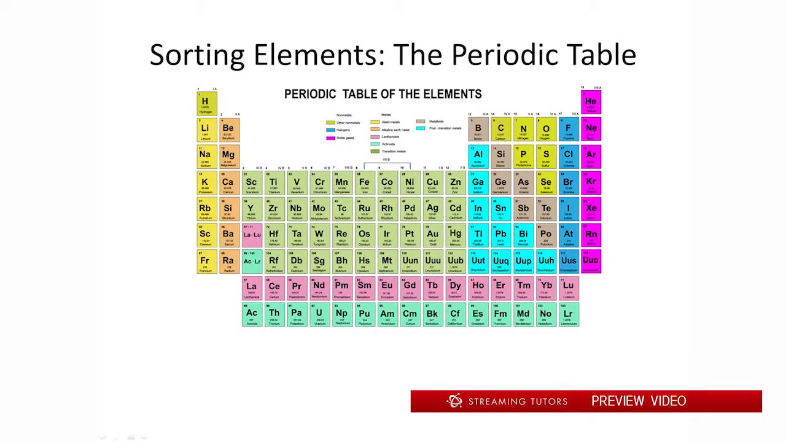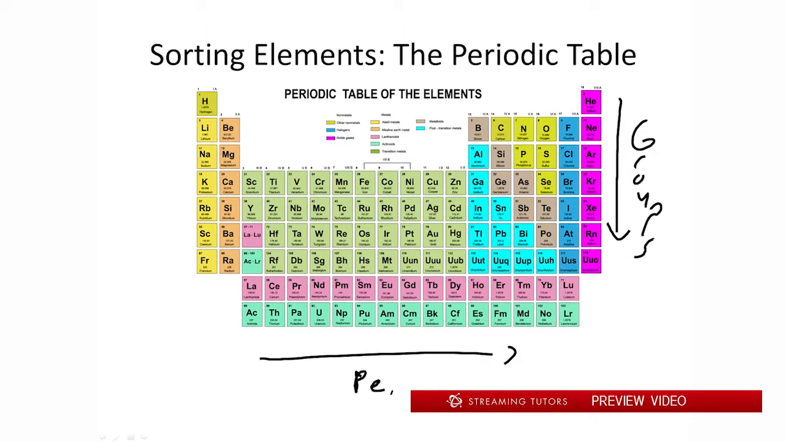There are two kinds of organization we can see in the periodic table. First off, the columns here are called groups. Across the periodic table, the rows are called periods. So we can just count these. There's period 1, period 2, 3, 4, and so on and so forth. Then there's group 1, group 2, group 3, skip over here, then group 13, 14, 15, 16, 17, and lastly, on that last column, 18.